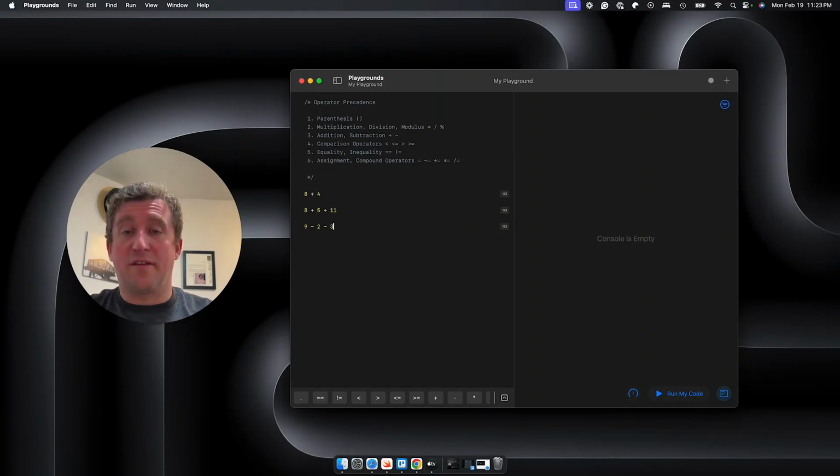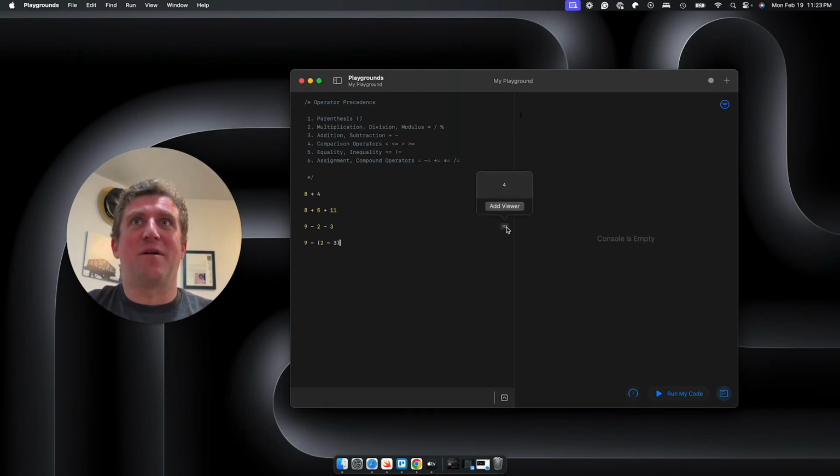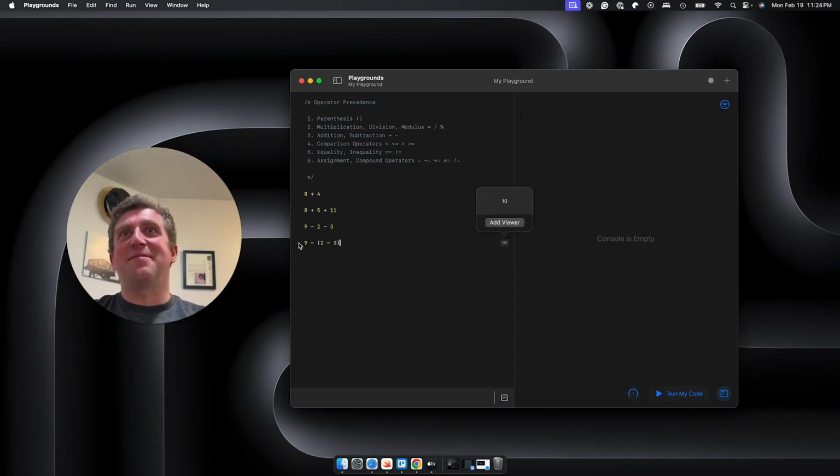So what if we did something like this instead? What if we did 9 minus parenthesis 2 minus 3? What would happen here? Well, we know from math, we would do 2 minus 3 is -1, and then it would be 9 minus -1, which is 9 plus 1, right? And it would be 10. So we go from 9 minus 2 minus 3 equals 4, and now that we have the parenthesis there, you're going to see 10, right? 9 minus -1 technically is what's going on there.